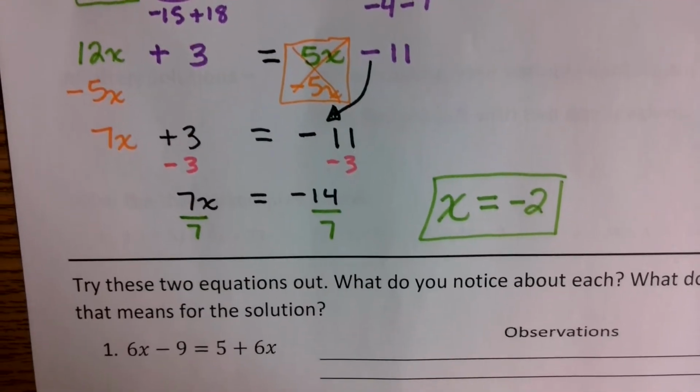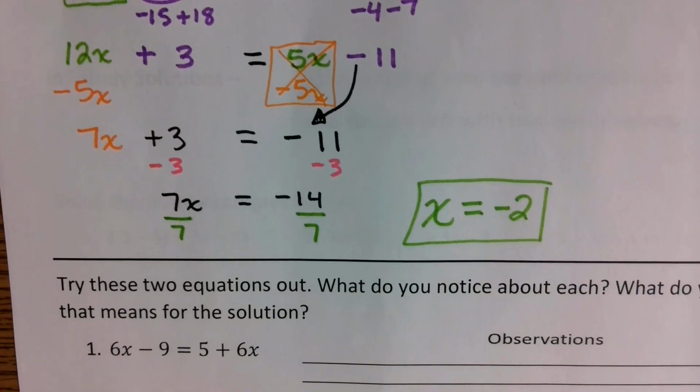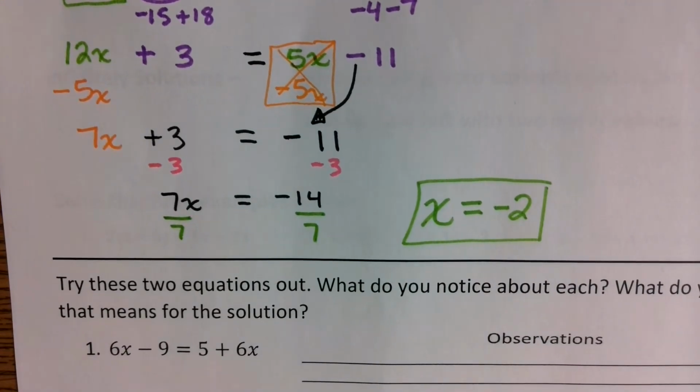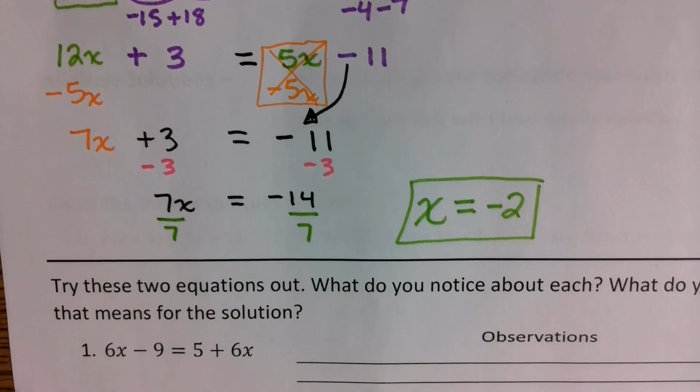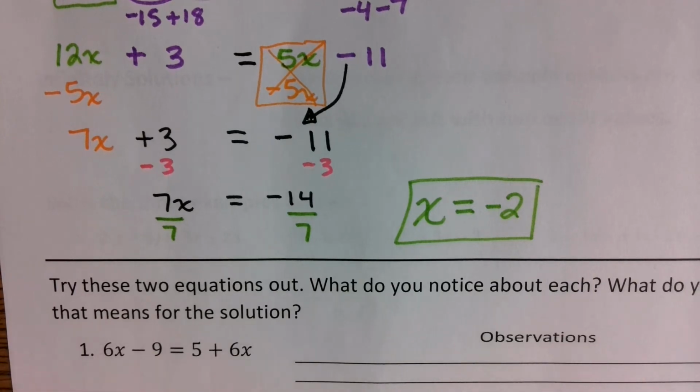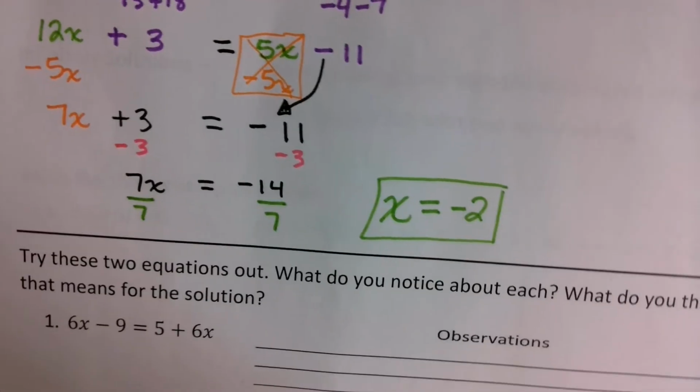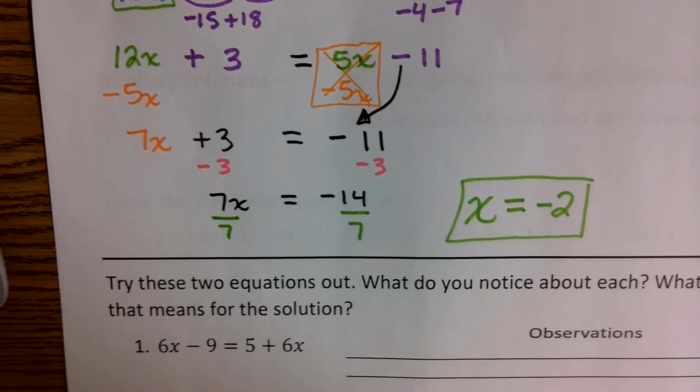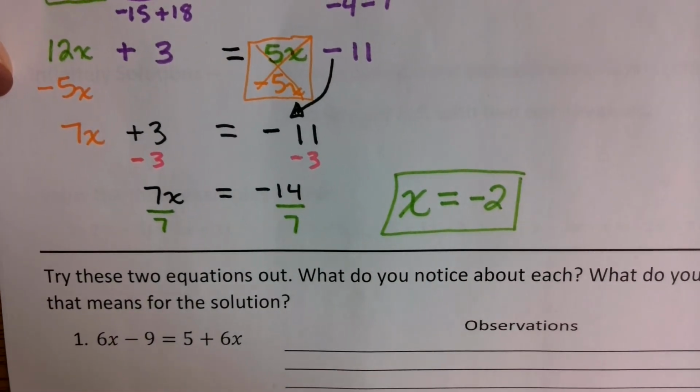So based off of what we just did here, what I want you guys to do is there's 2 more problems below this. I want you guys to try these out and write down some observations. What did you notice happened when you solved the problem? And what do you think that that means in terms of the solution? So go ahead and work those 2 problems out. You've got one on the front and another one on the back. Just problems 1 and 2, and see if you can figure out what that means as far as the solution goes.